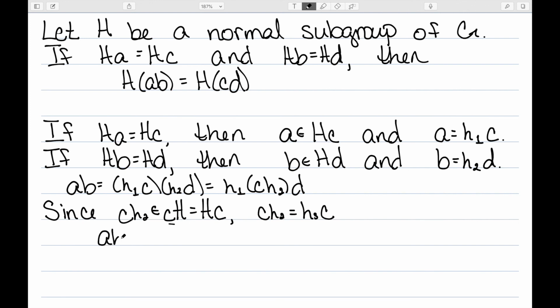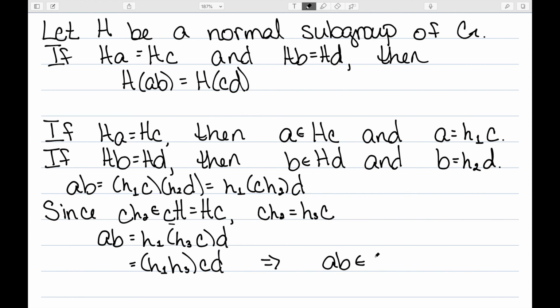So now we have that AB is equal to H1 times H3C D. Regrouping, I have an element in H times CD, which then tells me that AB belongs to HCD. And we've already proven that if this element belongs to HCD, then that means HAB must be equal to HCD. This is something we proved in a previous video when we first started talking about cosets.